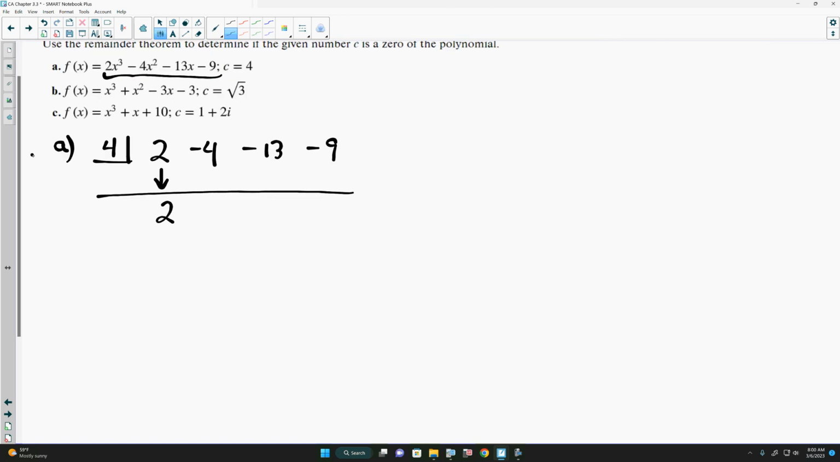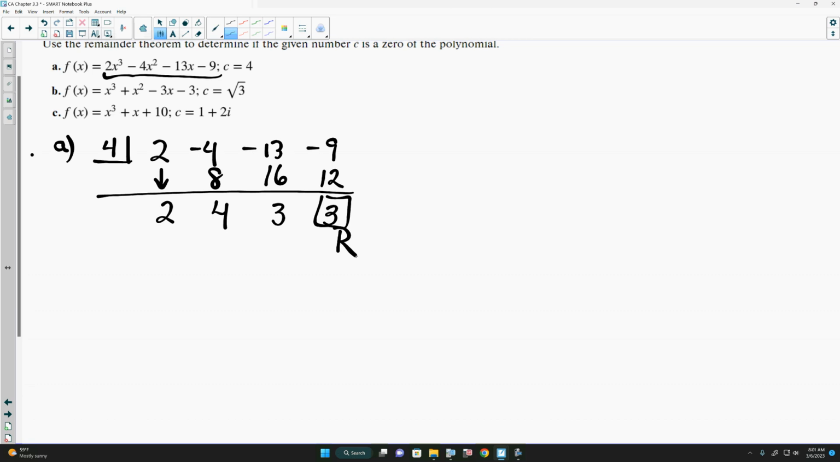Our first step is to do 4 times 2, and 4 times 2 is going to be 8. Then we add straight down. Negative 4 plus 8 is going to be positive 4. 4 times 4 is 16. Negative 13 plus 16 is positive 3. 4 times 3 is 12. And negative 9 plus 12 is positive 3.